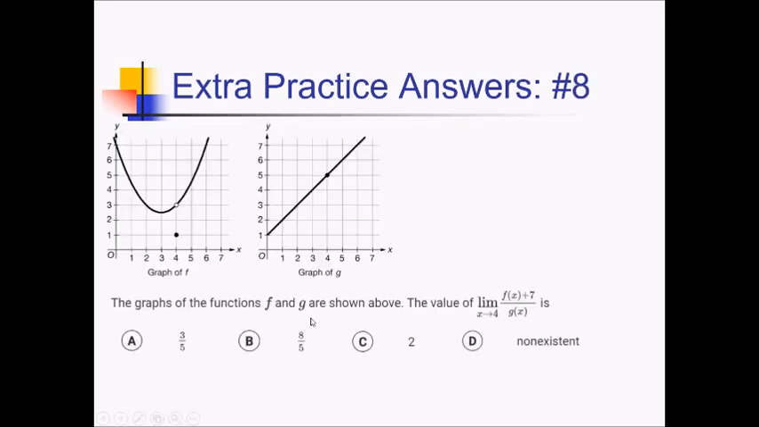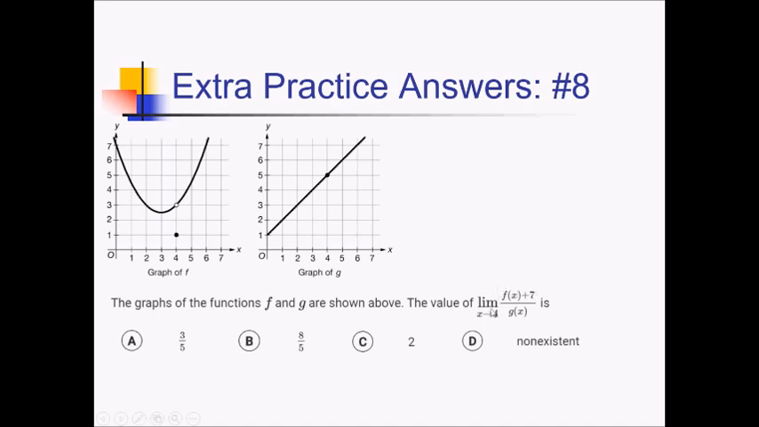For this problem, we are given the graphs of f and g, and we want to find the value of the limit as x approaches 4 of f of x plus 7 over g of x. So when you're doing one of these limit of a quotient kind of deals, you can take the limit of the numerator and the denominator separately. And when you're taking the limit of more than one thing, you can take the limits of each term separately.